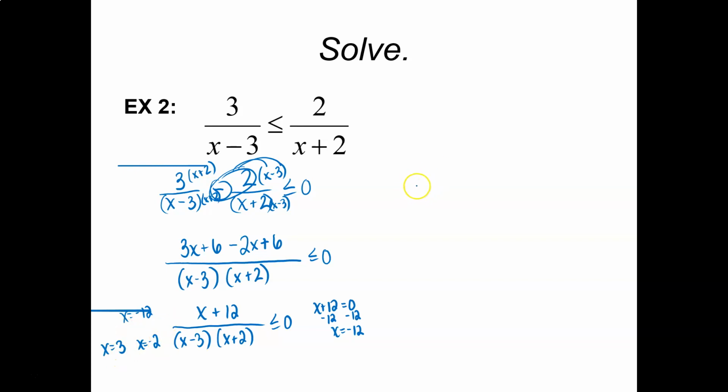Those are going to go on our number line. Need our negative 12 first, negative 2 and positive 3. And our factors, x plus 12, x minus 3, x plus 2, they go on the side. And then I'm going to put a space for my answer.